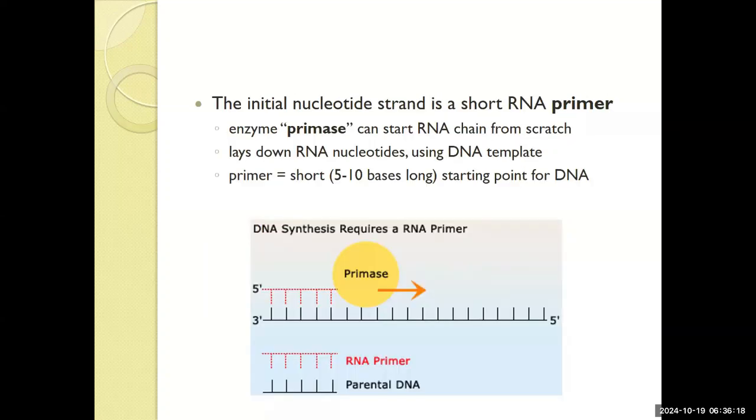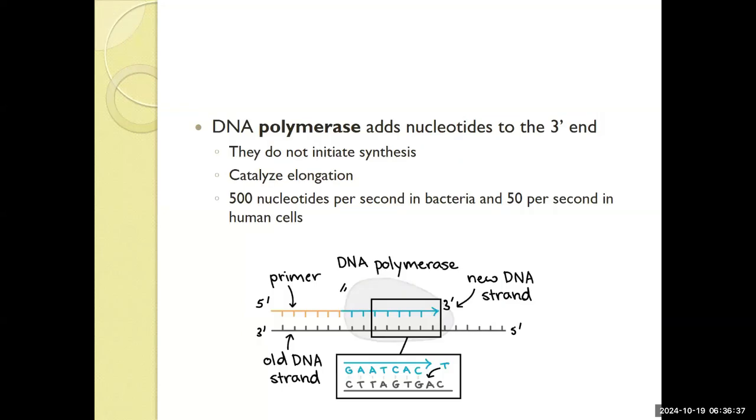Next in comes primase, an enzyme that can start an RNA chain from scratch. It will lay down a small runway of RNA nucleotides using the DNA template. This is known as the primer. It is the starting point for DNA elongation. DNA polymerase can attach to the primer and add nucleotides. It can move really fast, roughly 500 nucleotides per second in bacteria and 50 per second in human cells.